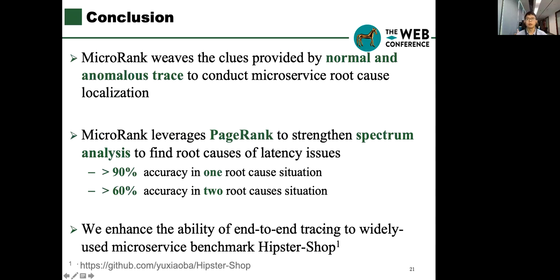Finally, I would like to make a conclusion about MicroRank. MicroRank works with the clues provided by normal and anomalous traces to conduct microservice root cause localization. MicroRank leverages PageRank to strengthen spectrum analysis to find root causes of latency issues. It achieved over 90% accuracy in the one-cause situation and over 60% accuracy in the two-cause situation. In addition, we enhanced the end-to-end tracing ability of the widely used microservice benchmark Hipster Shop, which has been open sourced on GitHub.